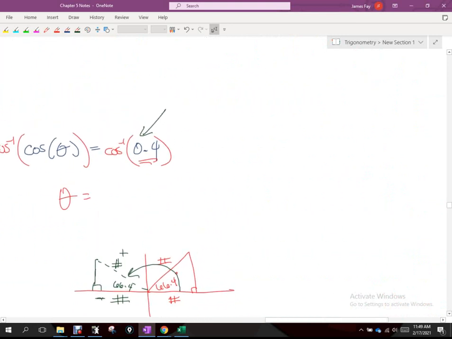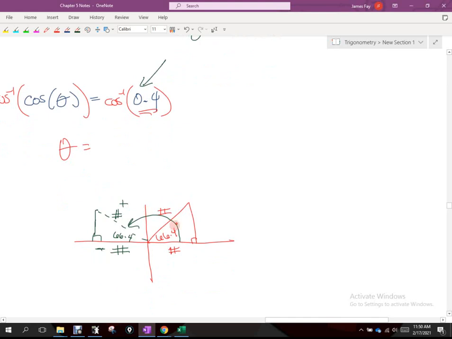However, let's say they change it. Let's say that they want an answer, let's say theta is between 0 and 360. That's the other common interval they'll ask us for our answers. Then we could do that.